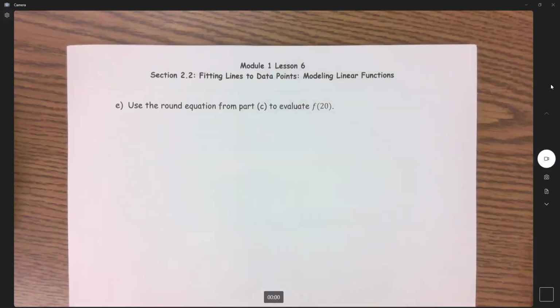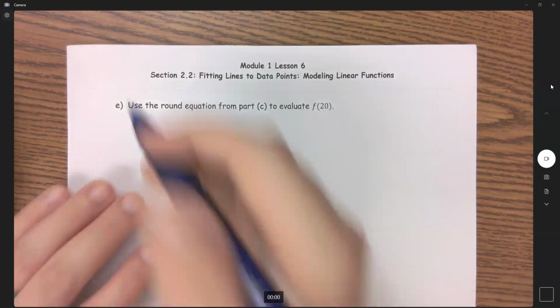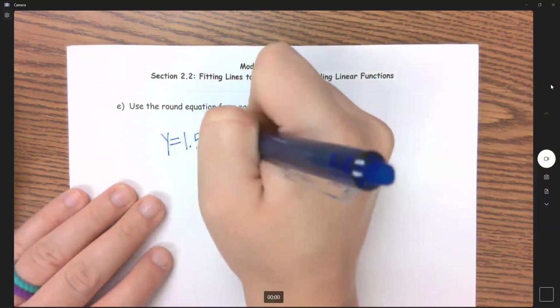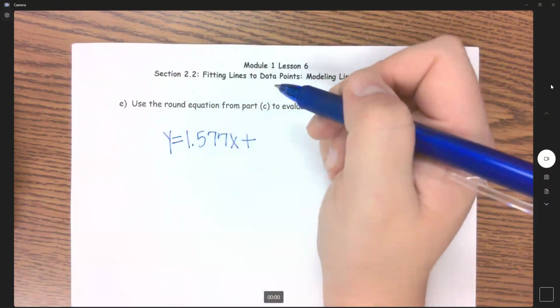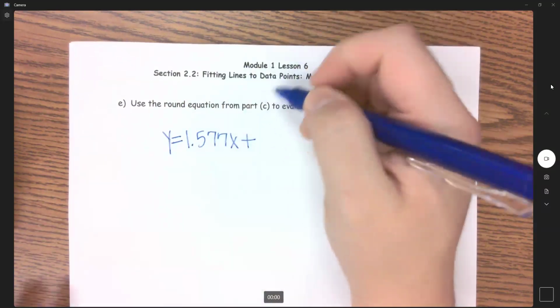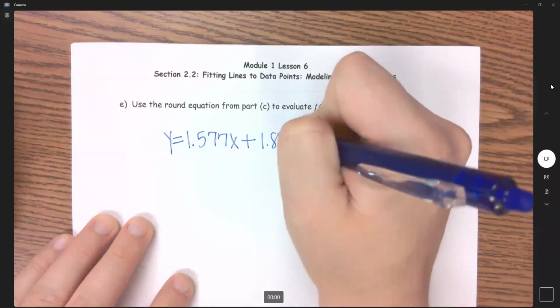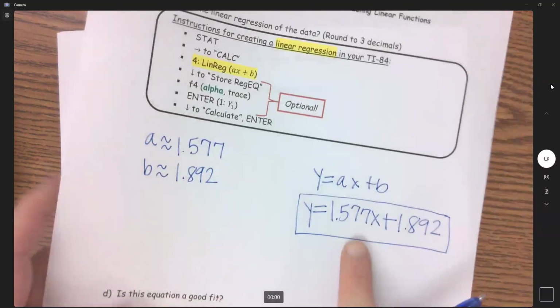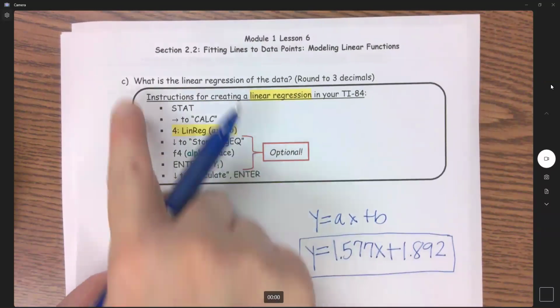Still continuing on with example 1. Part E wants us to use the rounded equation from part C to evaluate f of 20. Okay, so what was my rounded equation from part C? That was y equals 1.577x plus 1.892. Using this equation here that we had on part C.